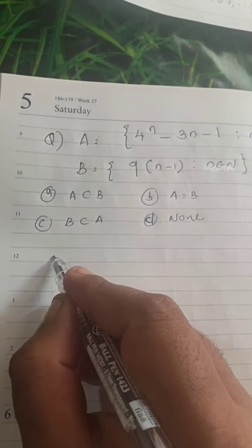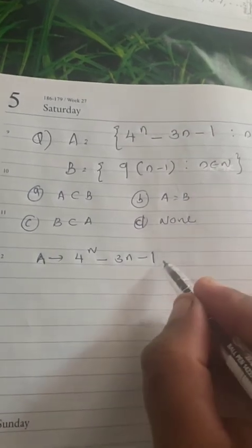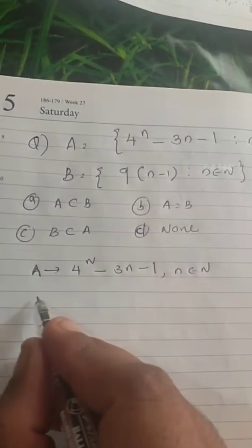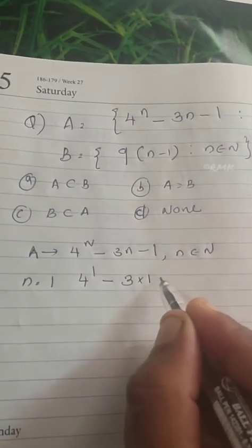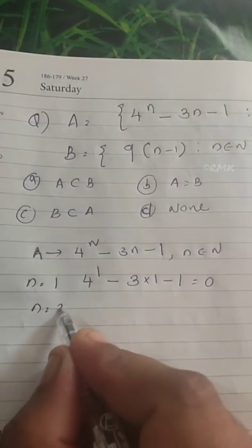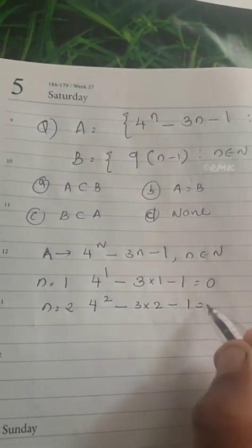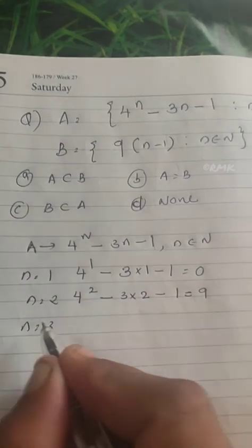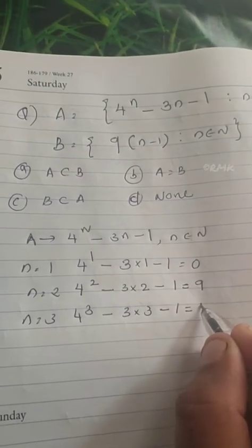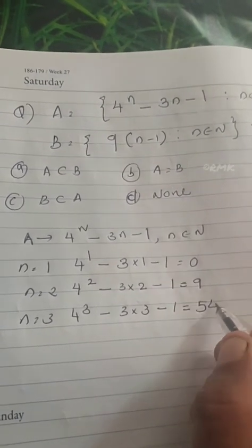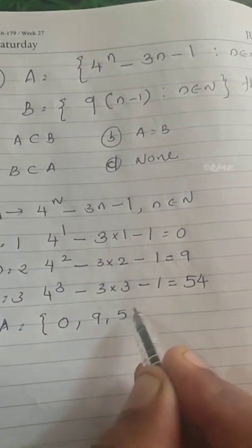By induction, A implies 4 raised to n minus 3n minus 1, where n belongs to N. Take n equal to 1: 4 raised to 1 minus 3 into 1 minus 1 is equal to 0. n equal to 2: 4 raised to 2 minus 3 into 2 minus 1 is equal to 9. n equal to 3: 4 raised to 3 minus 3 into 3 minus 1 is equal to 64 minus 10, 54. That means A is equal to 0, 9, 54, etc.